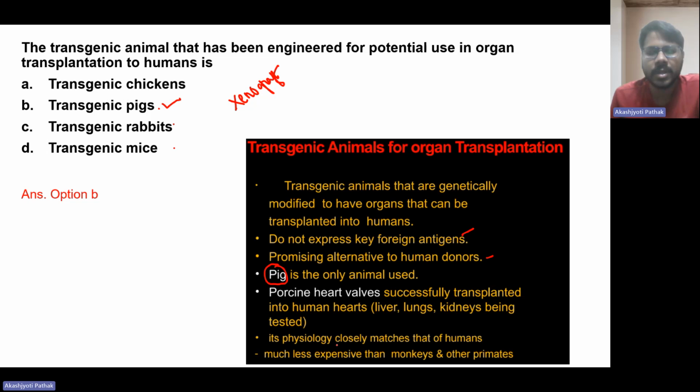Okay. So in physiology, why is it so? Because its physiology closely matches that of humans and it is much less expensive than monkeys and other primates. So monkeys are closer to humans. They are ancestors of humans, but creating transgenic monkeys is costly, and so transgenic pigs are used instead.